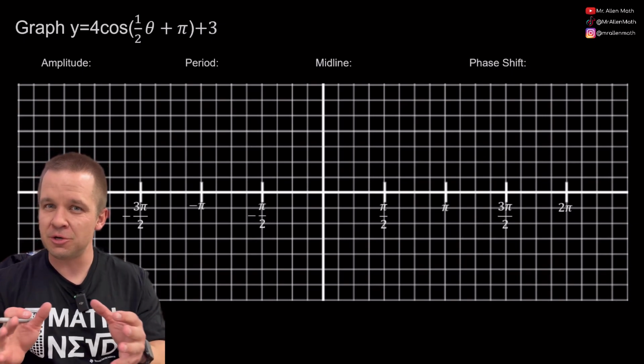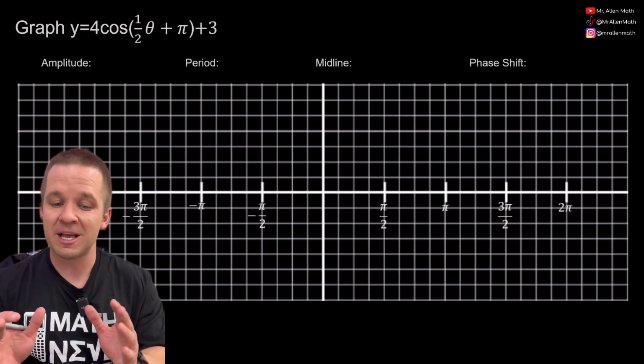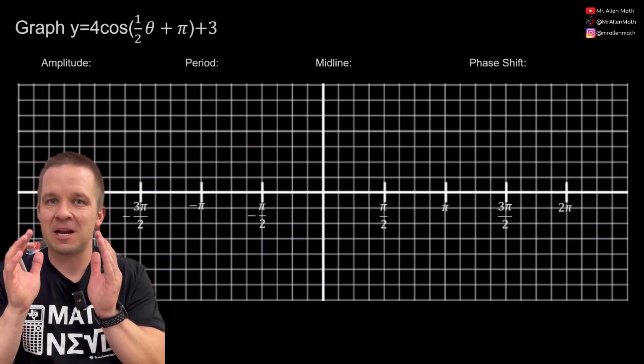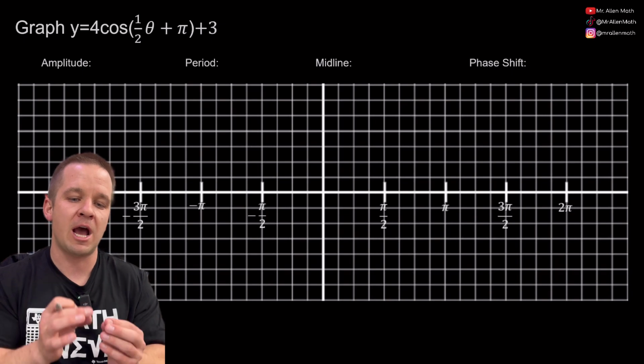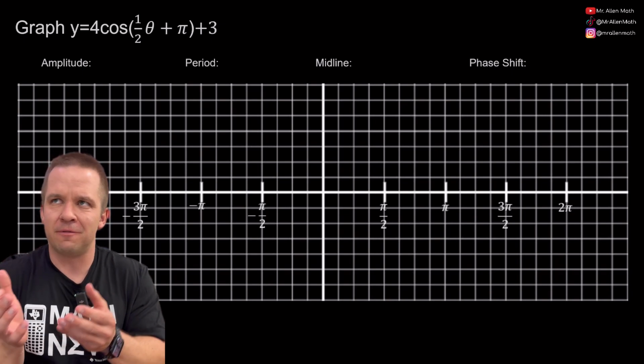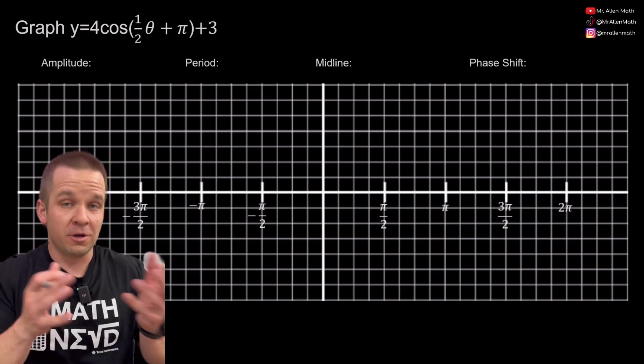The first thing I like to do on this one, because I'm going to forget otherwise, is factor the inside of that cosine function. You've got to take out that 1/2. Even though pi doesn't look like it's divisible by 1/2, we're still going to factor it out, okay?